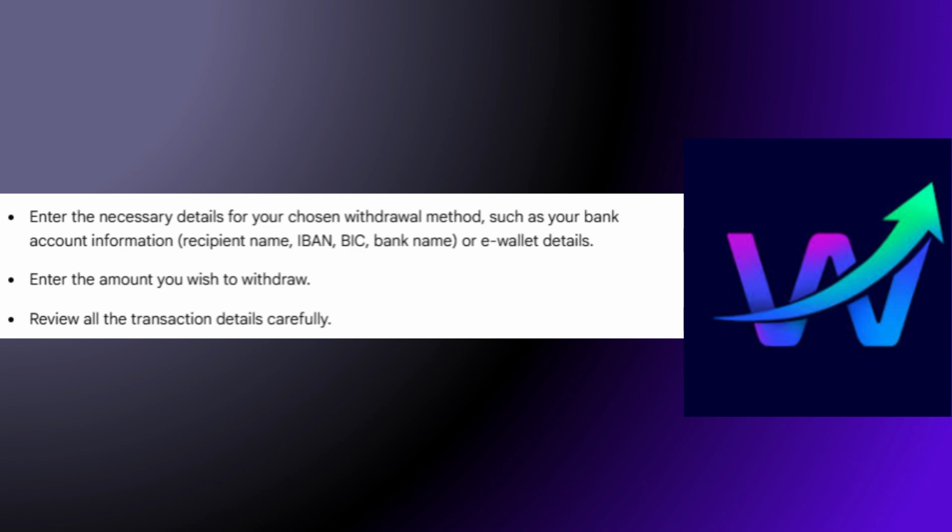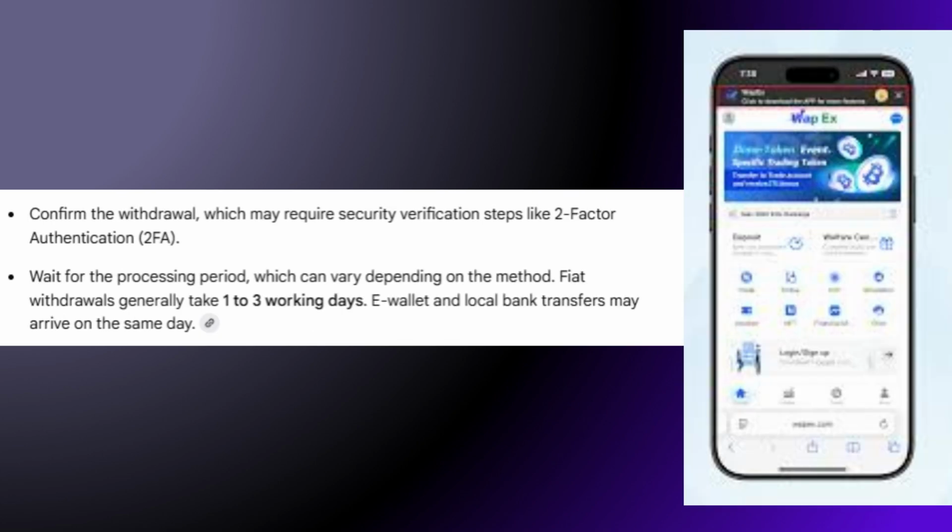Enter the amount you wish to withdraw. Review all the transaction details carefully. Confirm the withdrawal, which may require security verification steps like two-factor authentication. Wait for the processing period, which can vary depending on the method. Fiat withdrawals generally take 1 to 3 working days. E-wallet and local bank transfers may arrive on the same day.